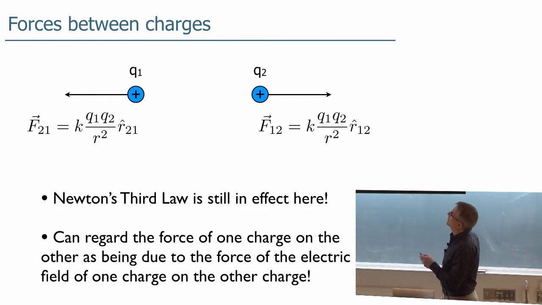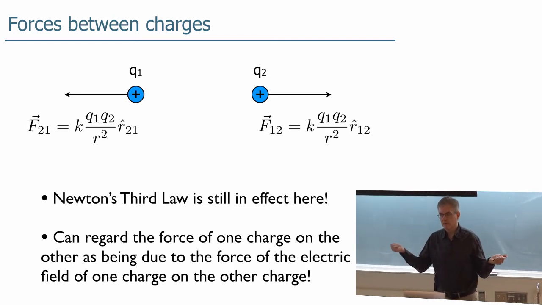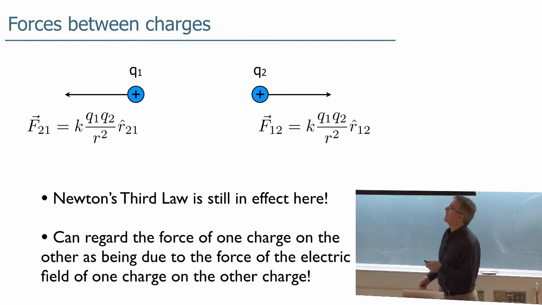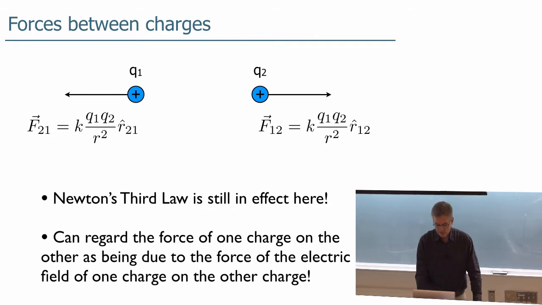So this is just a direction in space. Likewise, F12 is K Q1 Q2 over R squared R hat 1,2. So Newton's third law is still in effect. For every action, there's an equal and opposite reaction, right? So you could think of this force as being the reaction force to that one if you so choose. So you can use Newton's third law to do these electricity problems.